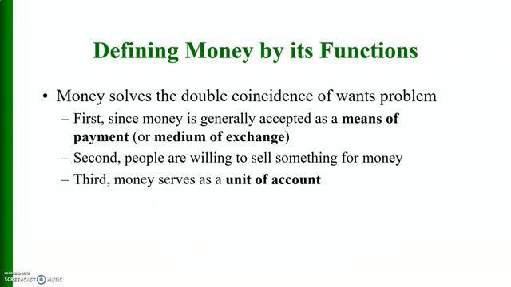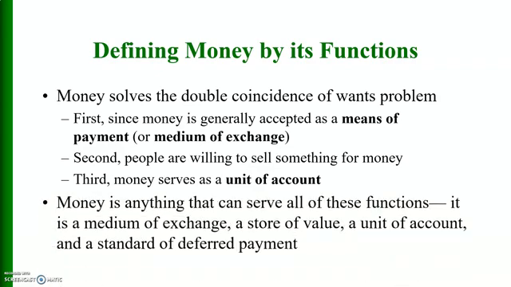Money has to play many different functions. It solves the double coincidence of wants problem, since money is generally accepted as a medium of exchange. Second, people are willing to sell something for money. Third, money serves as a unit of account. And finally, it also serves as a standard of deferred payments, that is, payment to be made in the future.